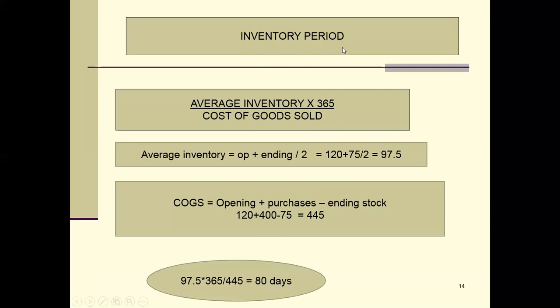When you are interested to calculate inventory time, inventory period means how many days you are taking to sell your inventory. So the formula that we use for this one is average inventory multiplied by 365 divided by cost of goods sold. Students, 365 or 360, it depends on what book you are following, or what your instructor instructs about the number of days in a year. It is possible that you take 360 or 365 depending on your instructor or the book that you are referring to. Whenever you are interested to calculate average inventory, you always take opening plus ending divided by 2.